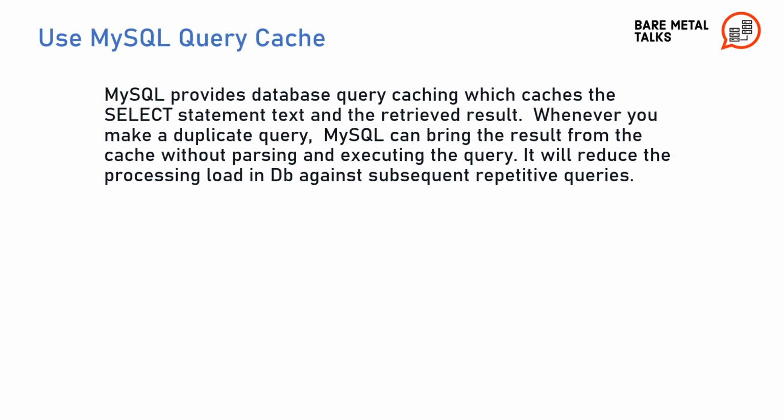Use MySQL Query Cache. MySQL provides database query caching, which caches the select statement text and the retrieved result. Whenever you make a duplicate query, MySQL can bring the result from the cache without parsing and executing the query. It will reduce the processing load in the database against subsequent repetitive queries.